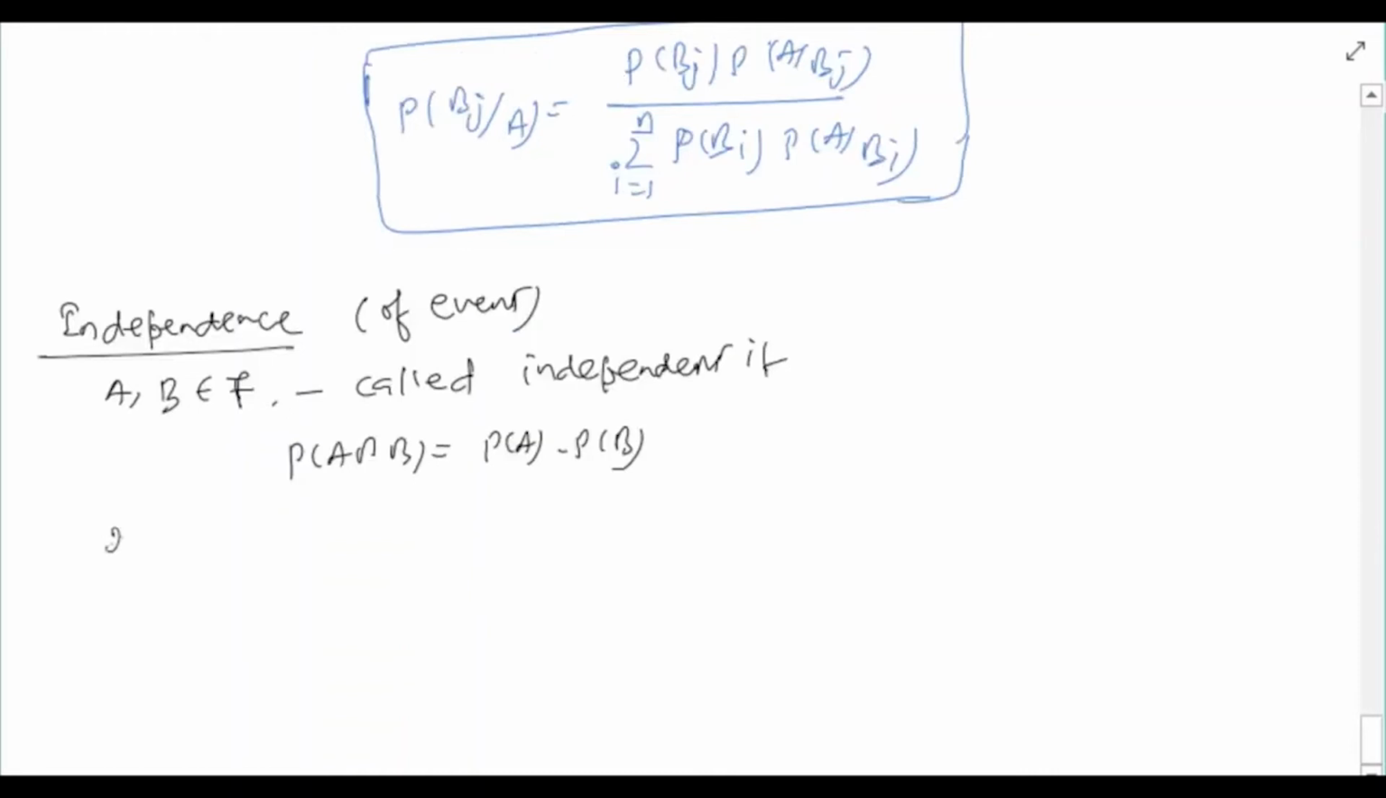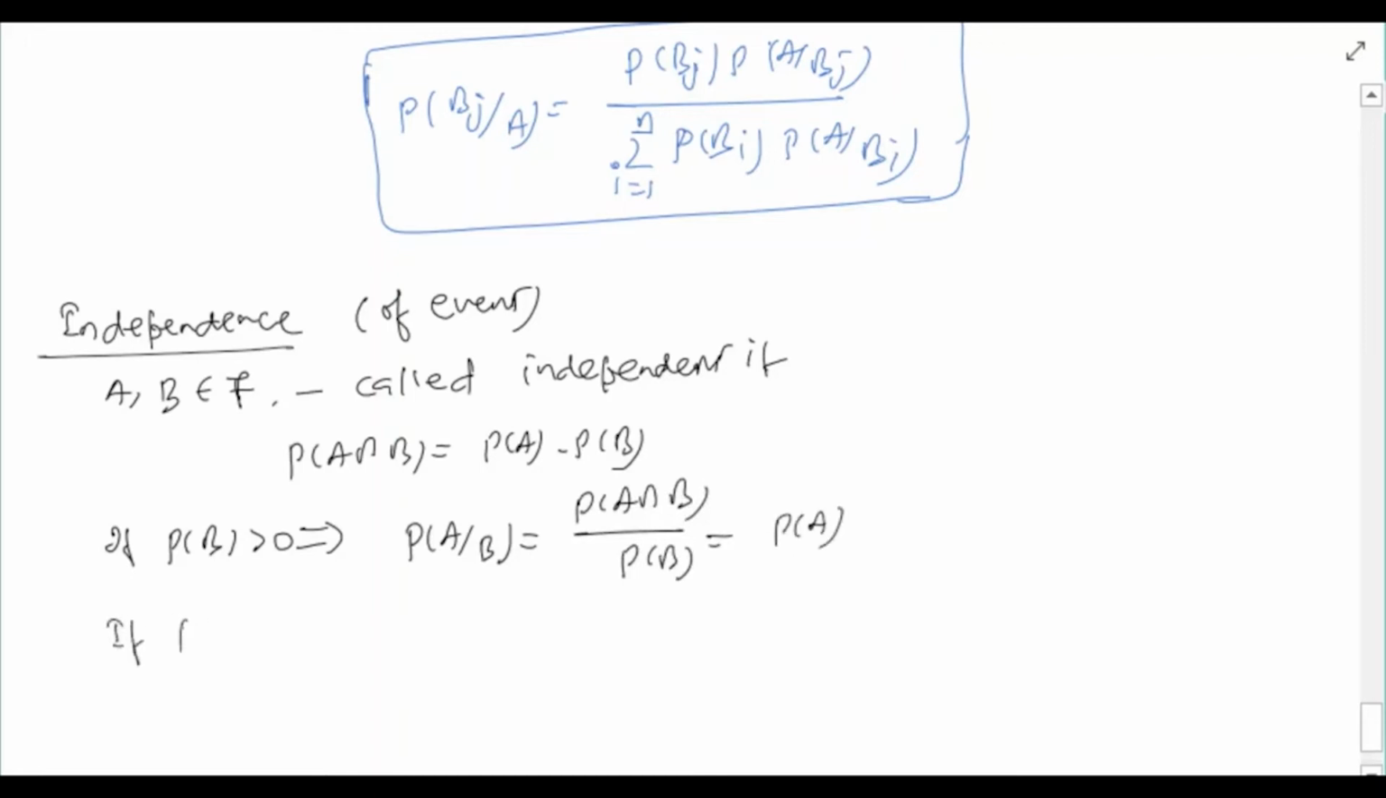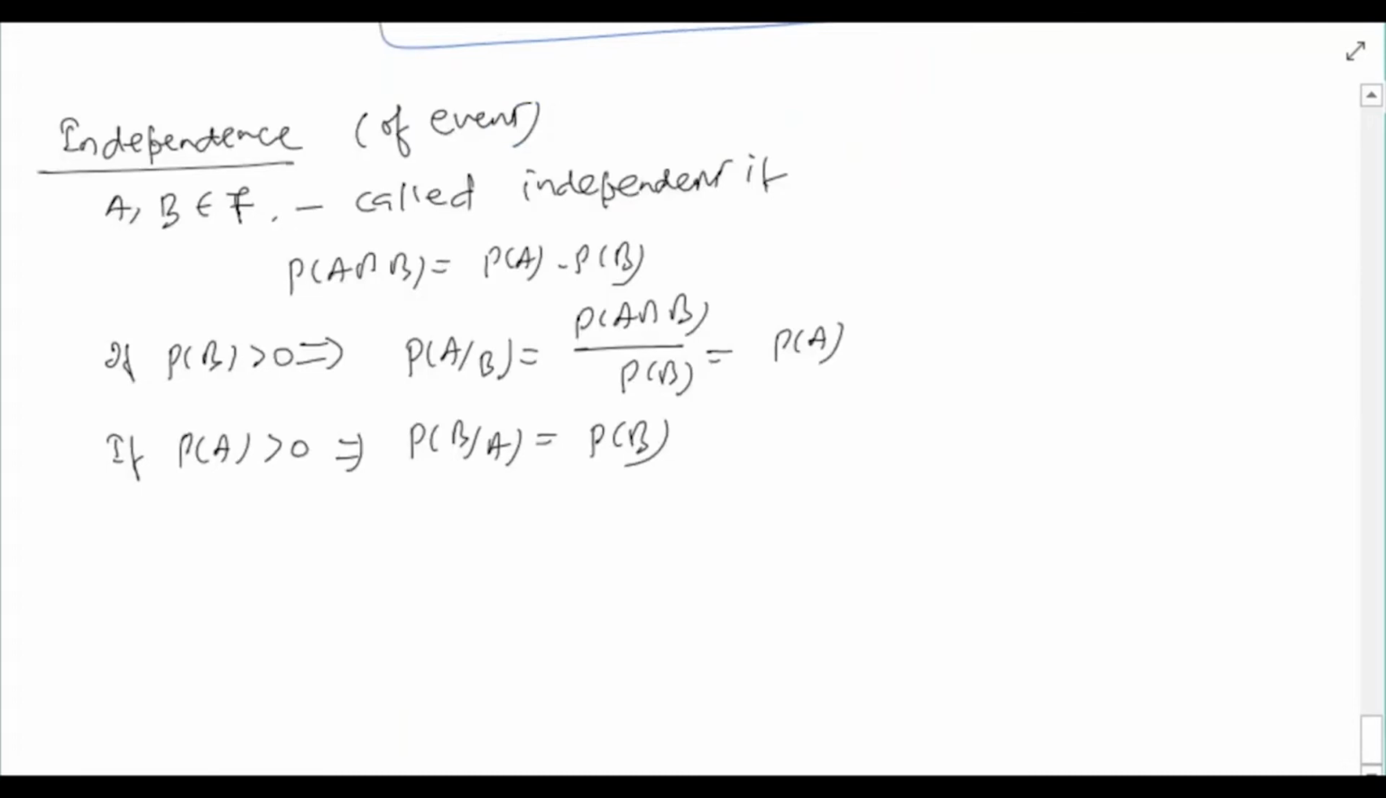Notice that if probability of B is strictly positive, then A and B being independent implies that probability of A given B, which is probability of A intersection B divided by probability of B, turns out to be probability of A. Similarly, if probability of A is greater than 0, then A and B being independent implies that probability of B given A is probability of B. Let's see an example.